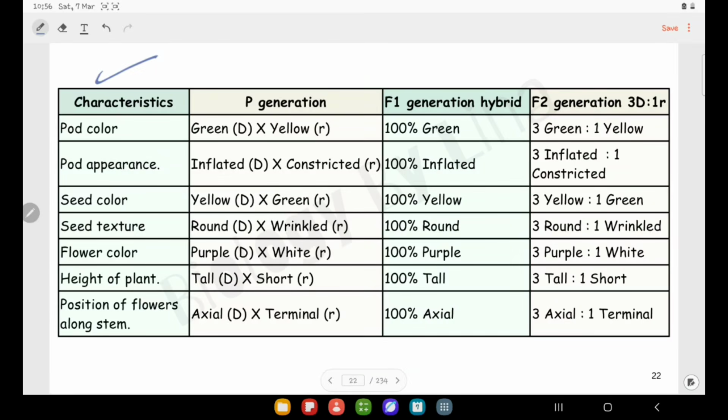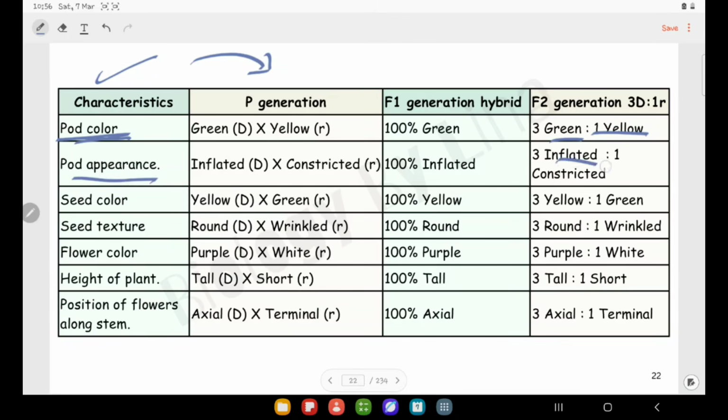So we have 7 characters for a Mendel experiment, for the pea plant. You have pod color, pod appearance, seed color, seed texture, flower color, height of the plant, and the position of flower. For every character in Mendelian genetics, there are two contrasting traits. For example, for the pod color, we have green and yellow.